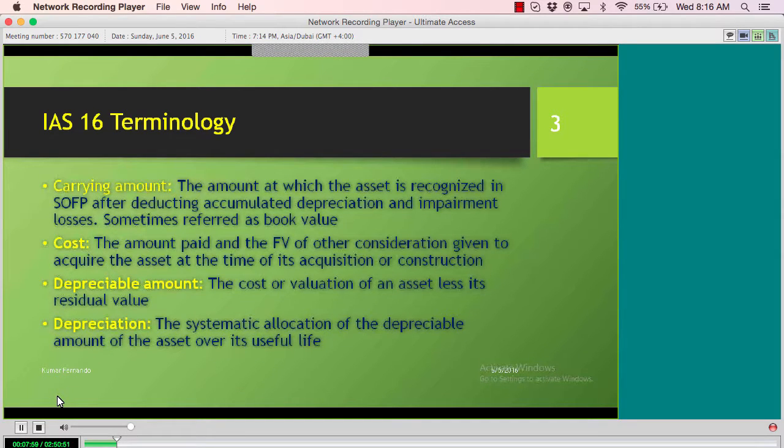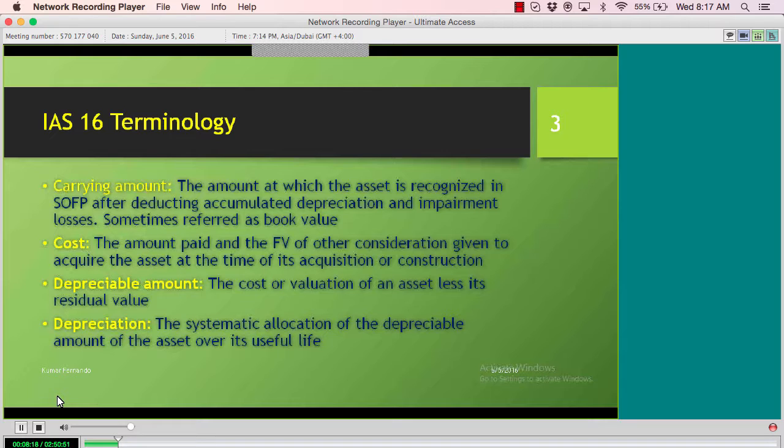So the relevant standard is IAS 16, the International Accounting Standard 16. So there we have a couple of terminologies we want to discuss. Number one, what we call the carrying amount, the cost, depreciable amount, and depreciation.